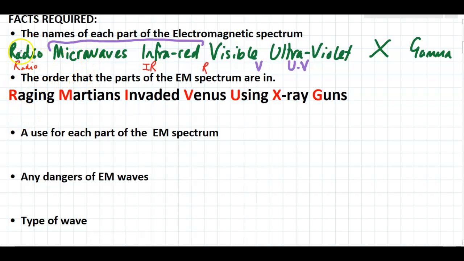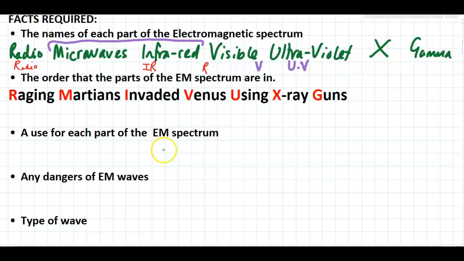Again, same thing. Don't say we use radio waves for radios. Say we use radio waves for carrying radio and TV signals, for communications. So if an exam question is asking you about uses, you should have up your sleeve at least one use for each part of this electromagnetic spectrum.